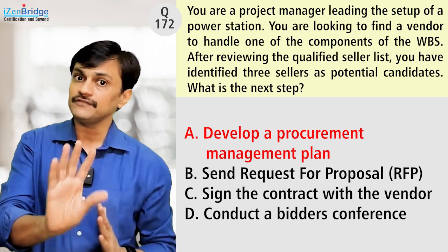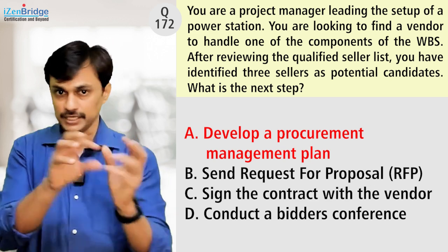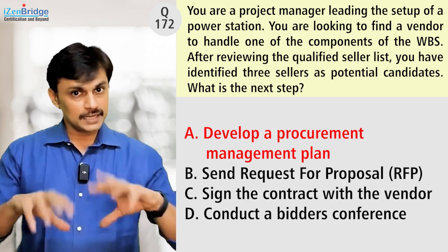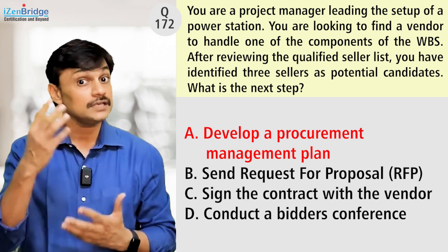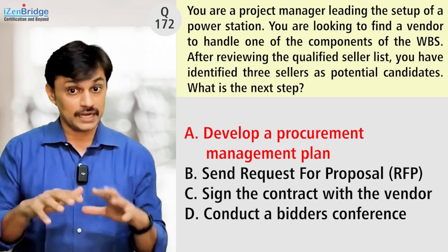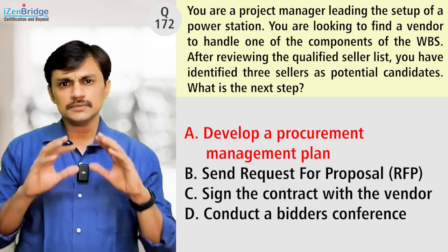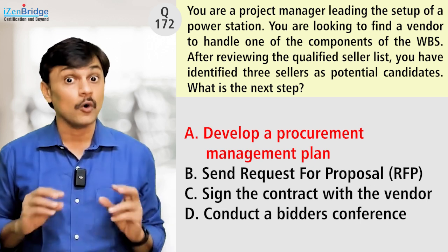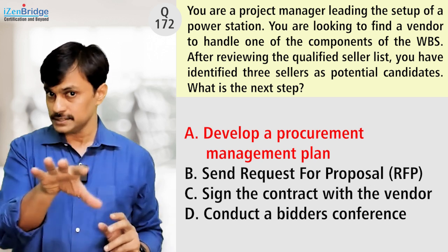is saying I have identified a work breakdown structure element which I need to outsource. So I have a procurement statement of work. There is clarity that I have 3 identified sellers out of the potential seller list. So that is something I have done. So it is pretty much fair to assume that the procurement management plan is already in place because of these indicators.